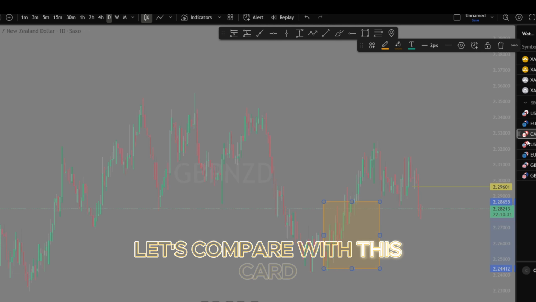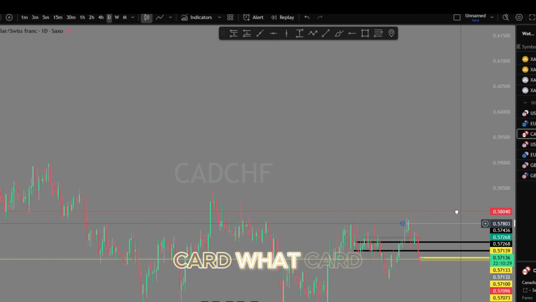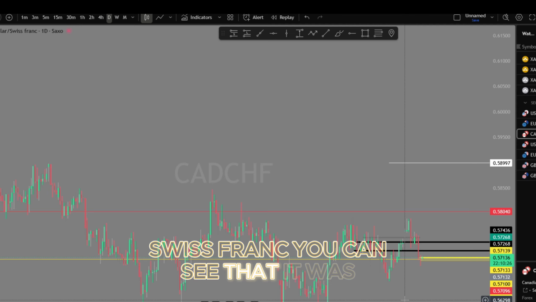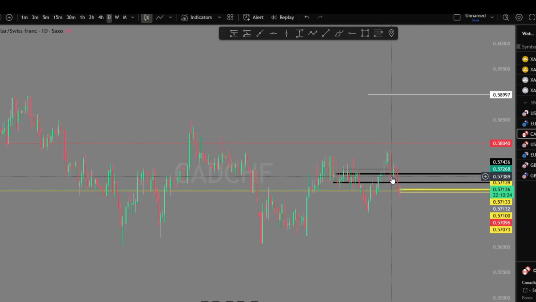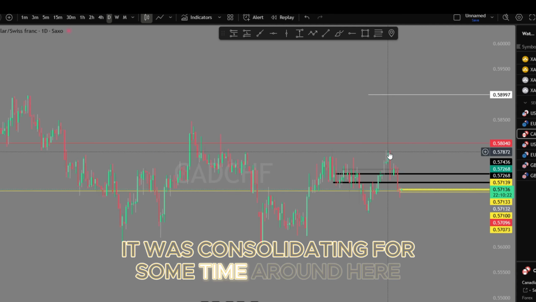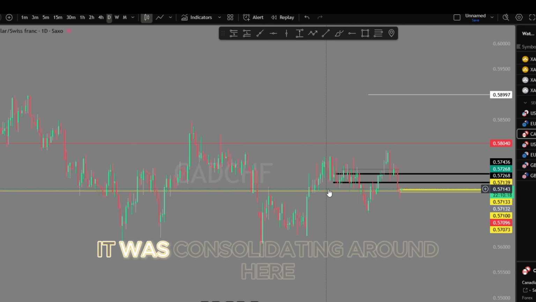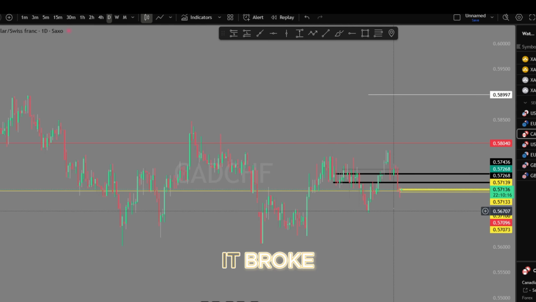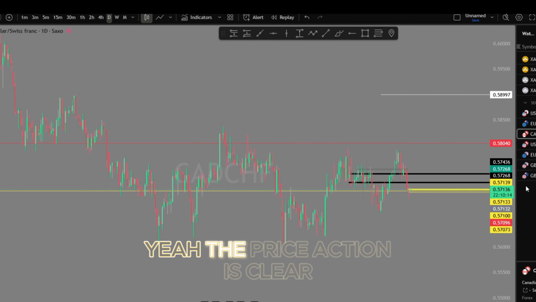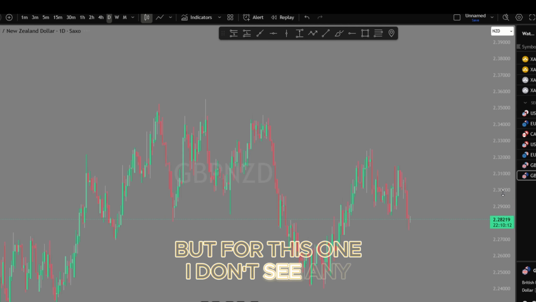Let's compare with this CAD Swiss franc. You can see that it was consolidating for some time around here. Then the price action is clear. It was consolidating around here, it broke. Yeah, the price action is clear, but for this one I don't see any price action.